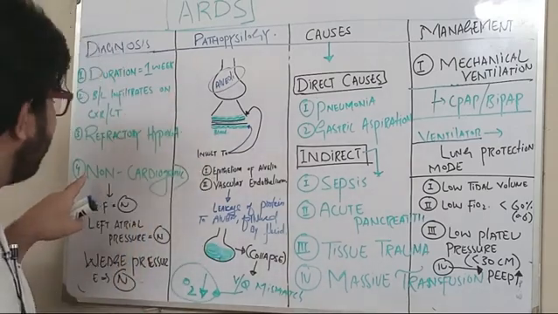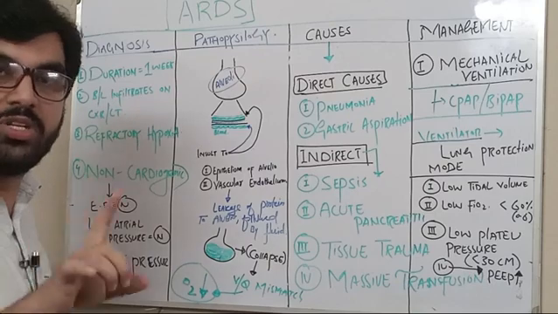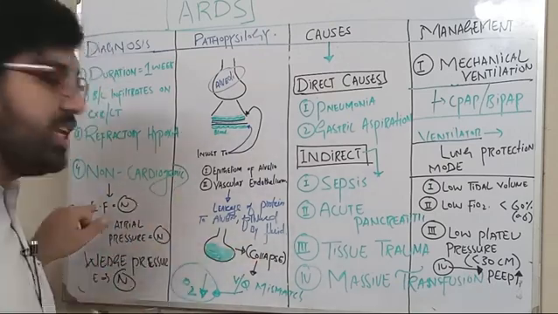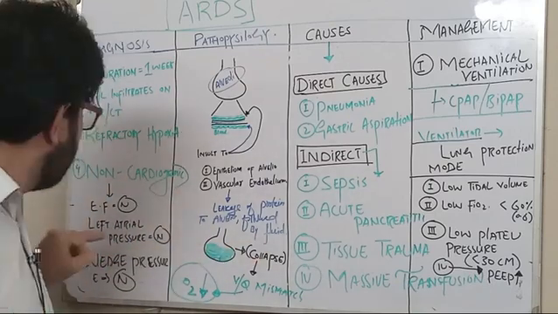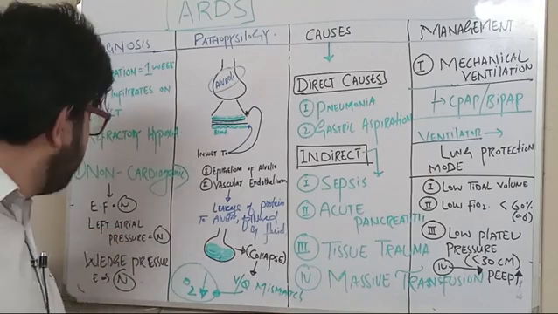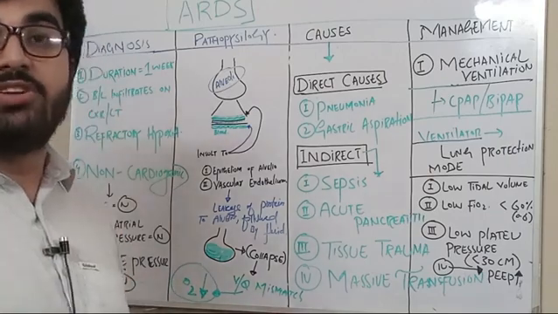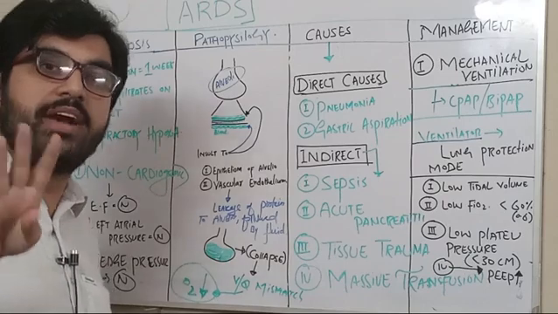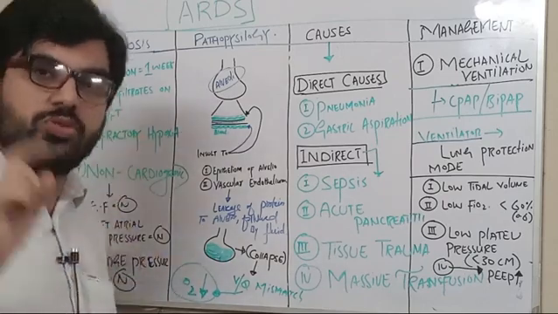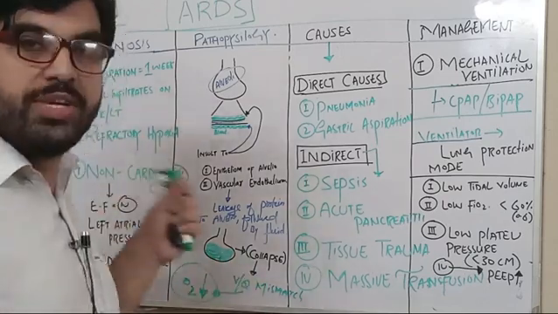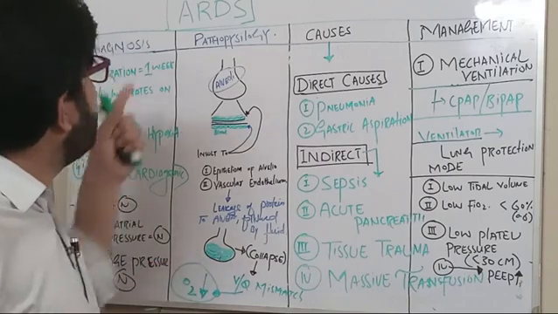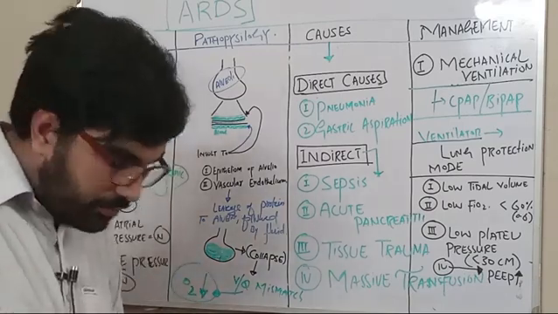And the fourth point is non-cardiogenic pulmonary edema. Ejection fraction on the echo is normal, left atrial pressure is normal, pulmonary capillary wedge pressure is normal. So these 4 criteria must be met in order to label a patient as having ARDS.